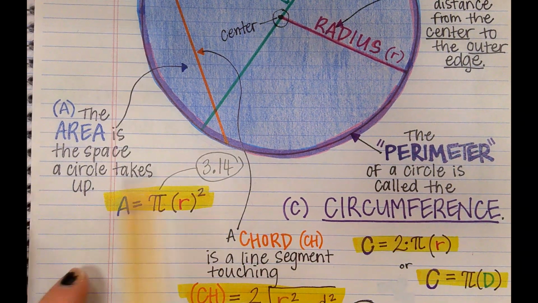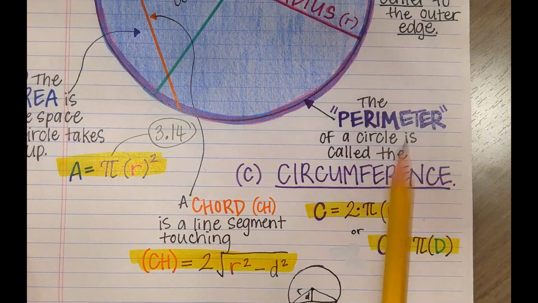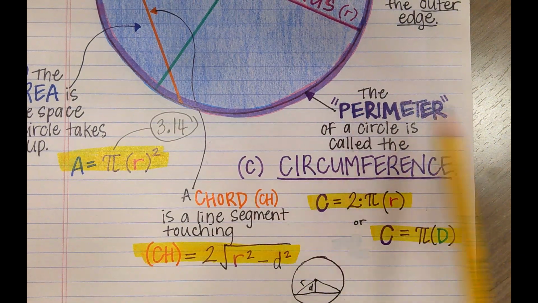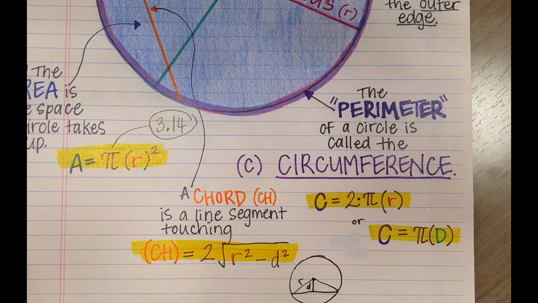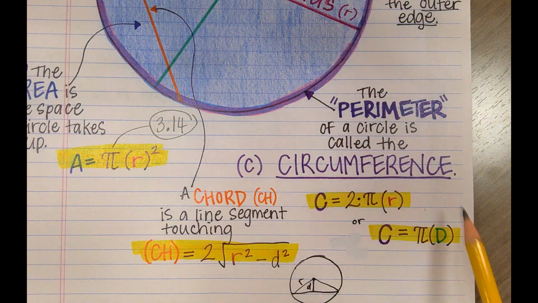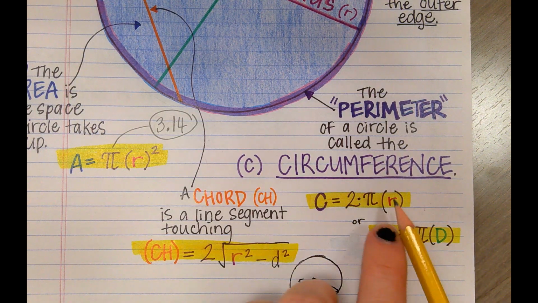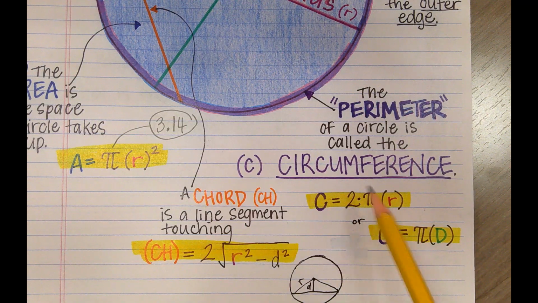So the other thing is circumference. This is the same thing essentially as perimeter. It's the distance around the shape, but with circles, we call it circumference. There's 2 different ways we could find this. If I know the radius, I can take 2 times pi times the radius, or if I know the diameter, I just take pi times the diameter.